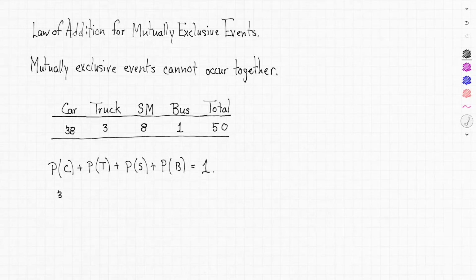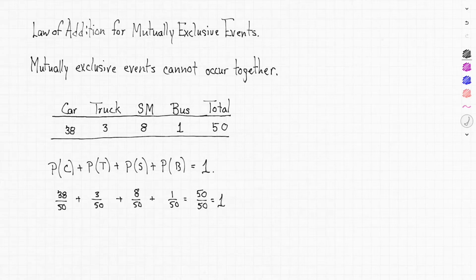Well, for the car, there's 38 out of 50, plus the probability of a truck is 3 out of 50, plus the probability of an SUV, that's 8 out of 50, plus the probability of the bus, that's 1 out of 50, and that does add up to 50/50ths. So it does give us 1.